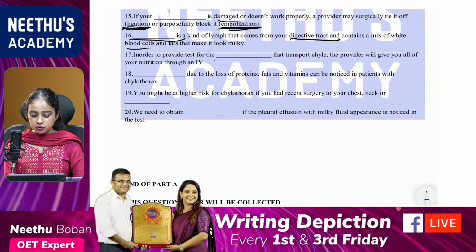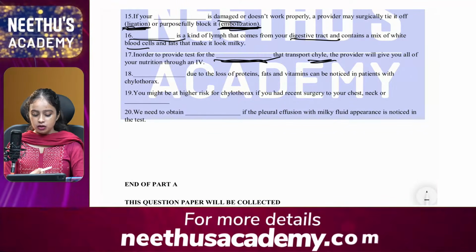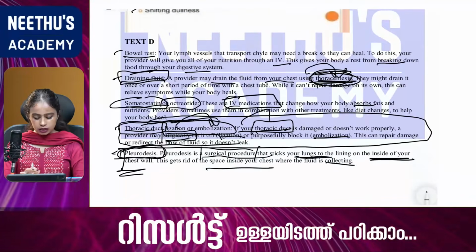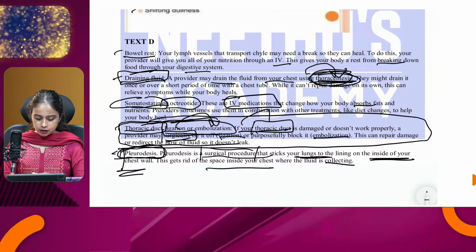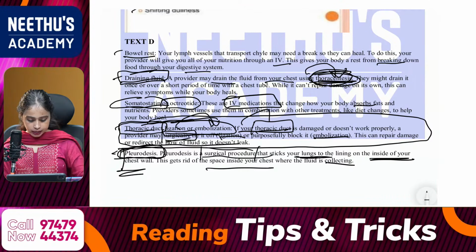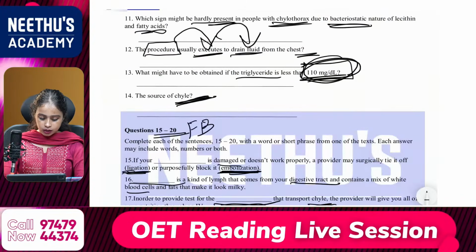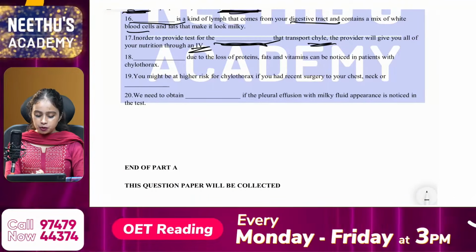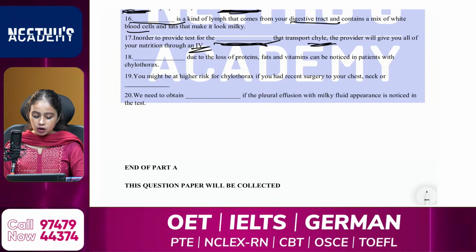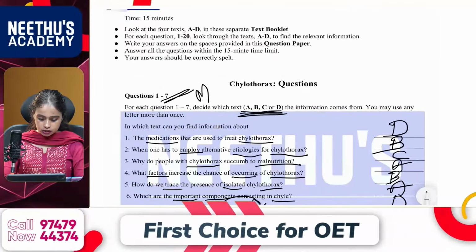In order to provide test for dash that transport chyle, the provider will give you all of your nutrition through your IV. So IV, which is mentioned in text D. So the answer should be from, okay, so where is it mentioned? What is your answer? Any idea? Answer should be lymph cells. Okay, so this is our question. In order to provide test for dash that transport chyle, the provider will give you all of the nutrition through IV. 17th one. So answer should be, it is mentioned in text D.